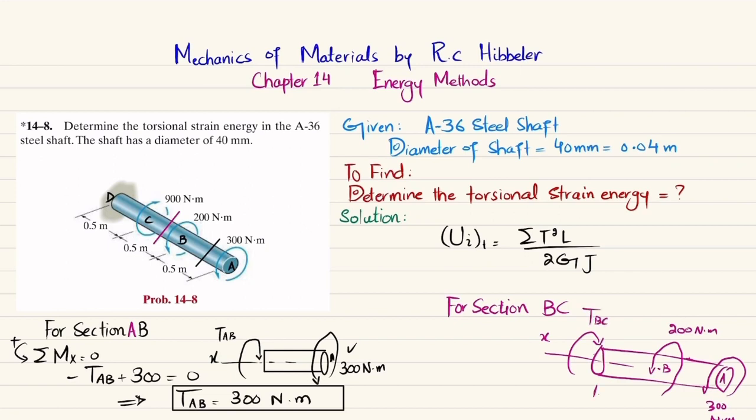The length from this till this is given as 0.5 meter, and from B to A is also 0.5 meter. We'll find this torque by using sum of all moments about x-axis must be equal to 0, taking the counterclockwise torque as positive. So TBC, which is clockwise, so I will write minus TBC plus 200 plus 300 is equal to 0.